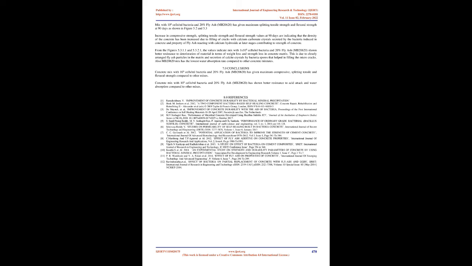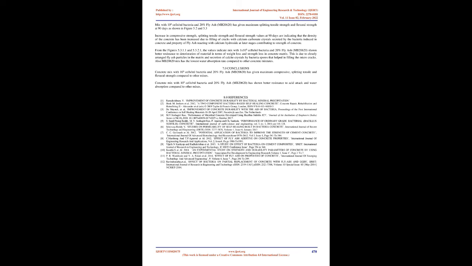From the figures 5.3.1.1 and 5.3.2.1, the values indicate mix with 1x10^6 cells/ml bacteria and 20% fly ash, MB20620, shown better resistance to deterioration of material in terms of weight loss and strength loss in concrete matrix. This is due to closely arranged fly ash particles in the matrix and secretion of calcite crystals by bacteria spores that helped in filling the micro cracks. Also, MB20620 mix has the lowest water absorption rate compared to other concrete mixtures.